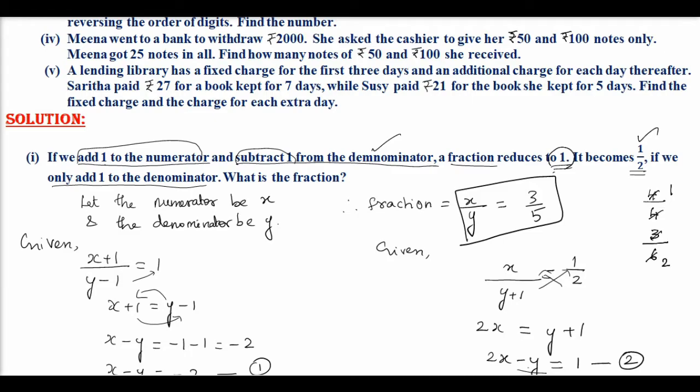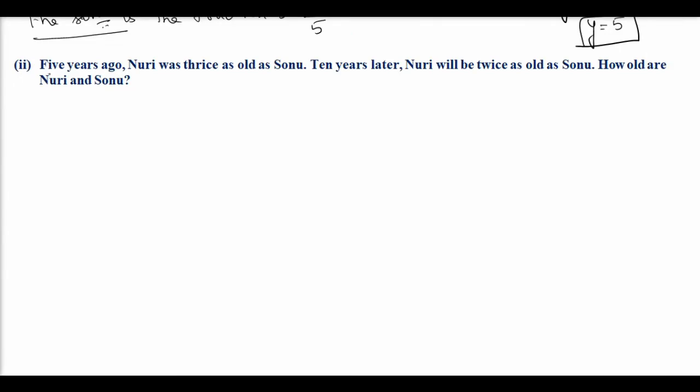So this is how we have formulated the first situation into equations, and then we have solved them using elimination method. We have also verified whether it satisfies both the given conditions. Yes, it does, right? Okay, now we'll move on to the second problem. The second problem given is: 5 years ago, Nuri was thrice as old as Sonu. 10 years later, Nuri will be twice as old as Sonu. So how old are Nuri and Sonu?